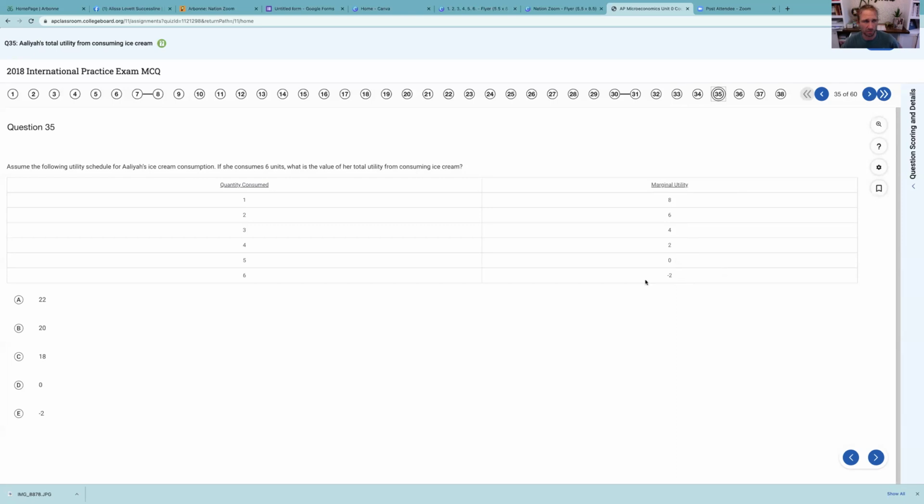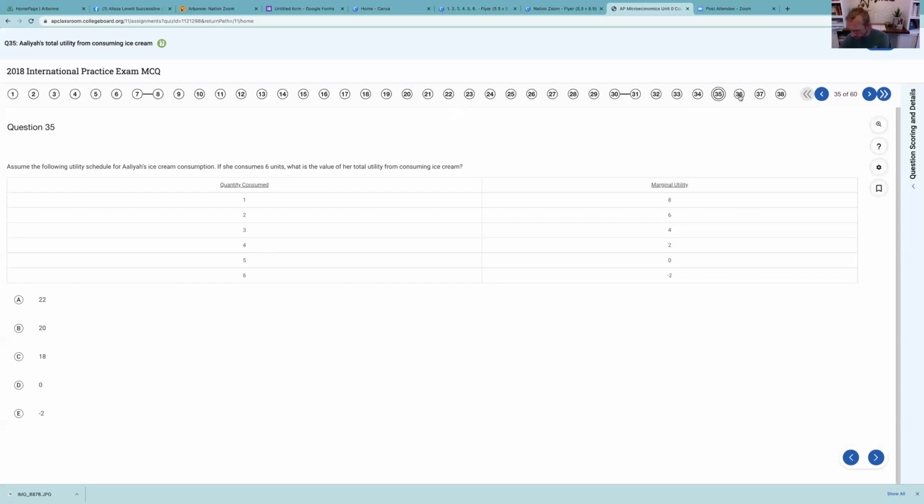She's like puking all over the place now. So it's 18, answer choice C. So you add up each individual row of marginal utility based on how many units she consumes, which it says here is 6. So your answer is 18, answer choice C.